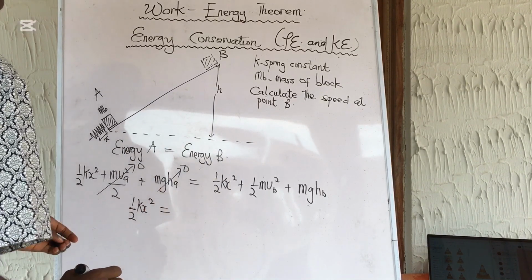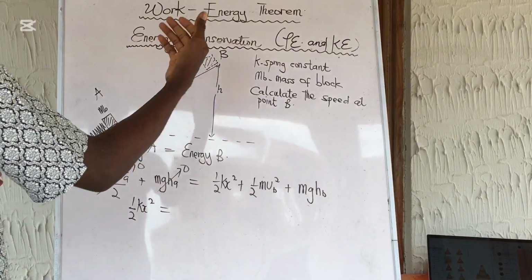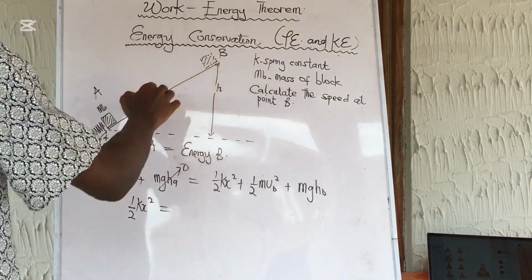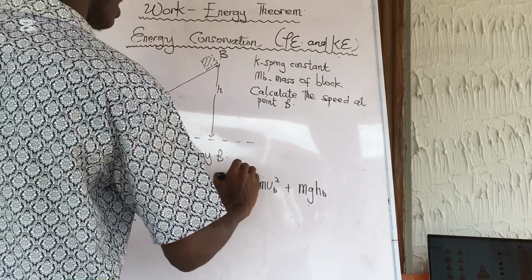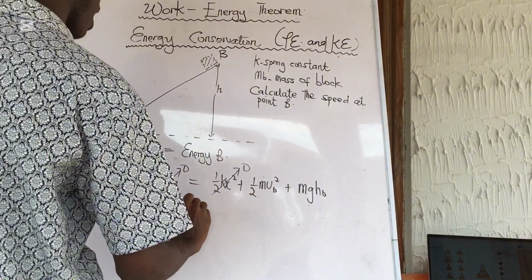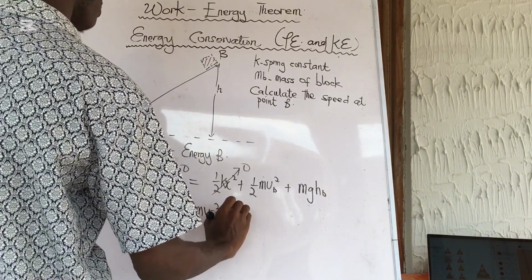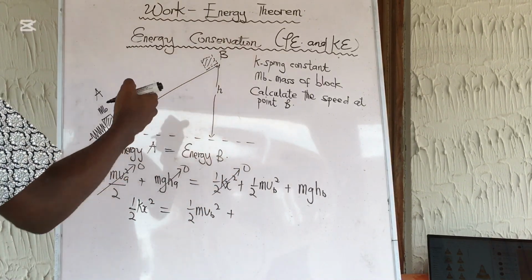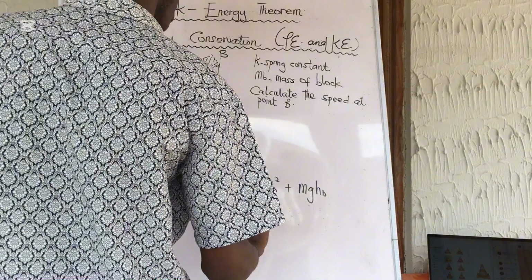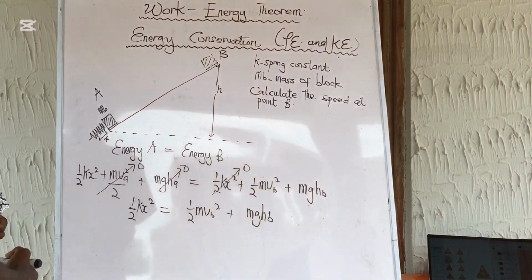It's equal to, now at point B, the object is still moving, and you are asked to calculate the velocity at point B, or the speed at point B. But you don't have any spring extension here, so your spring energy at point B is 0. But because it has a velocity, your kinetic energy will be there. So half mv square at point B, plus, because the object also has a height, it possesses potential energy. So mghB. So this is the energy relation here.